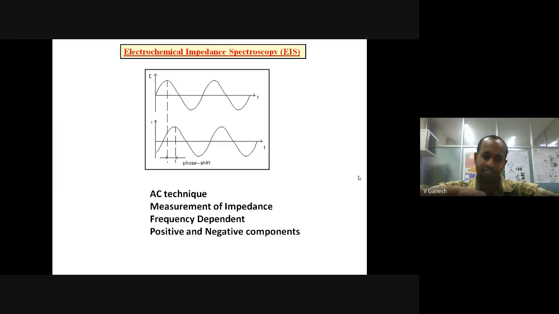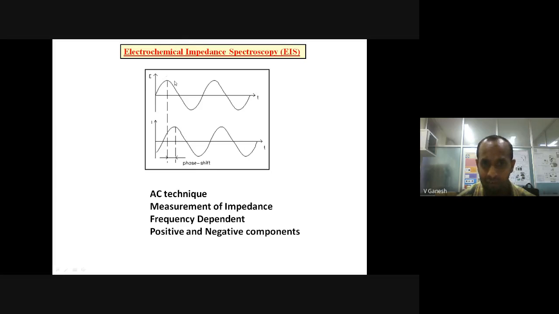So you fix the DC potential over which you superimpose a sine wave of peak to peak difference, that's the amplitude of the signal, roughly about 5 to 10 millivolt. Only in the case of corrosion you observe a large perturbation of 50 to 100 millivolt. Otherwise, you need to apply only about 5 to 10 millivolt. Why we need to apply such a minimal perturbation is because you can directly correlate the system to equilibrium. Because at equilibrium the system exhibits its real characteristic. That's why you apply a very minimal perturbation.